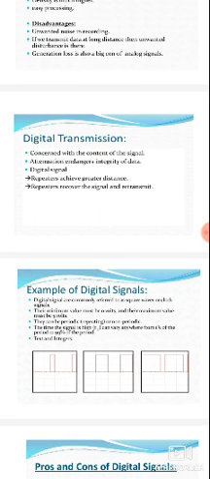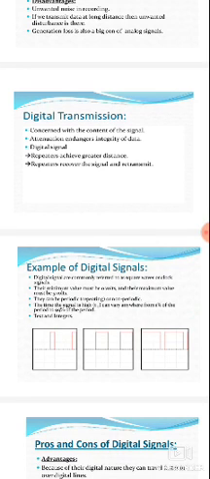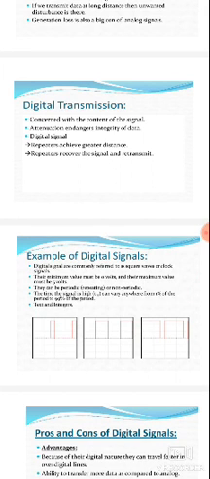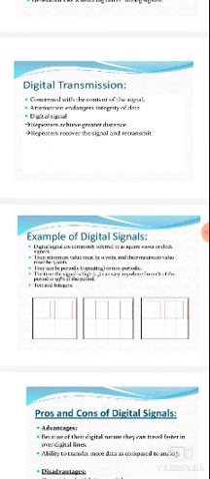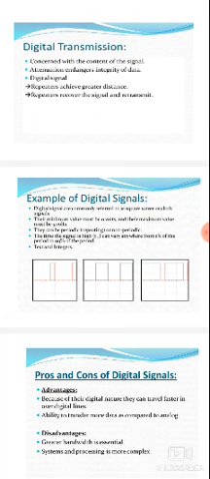Digital transmission. Digital transmission is concerned with the content of the signal. Attenuation endangers the integrity of data. Next, repeaters achieve greater distance. Repeaters recover the signal and transmit it. Next, digital signals use only the levels of binary 0 and binary 1, concerned with the content of the signal. It contains less noise compared with analog signals.